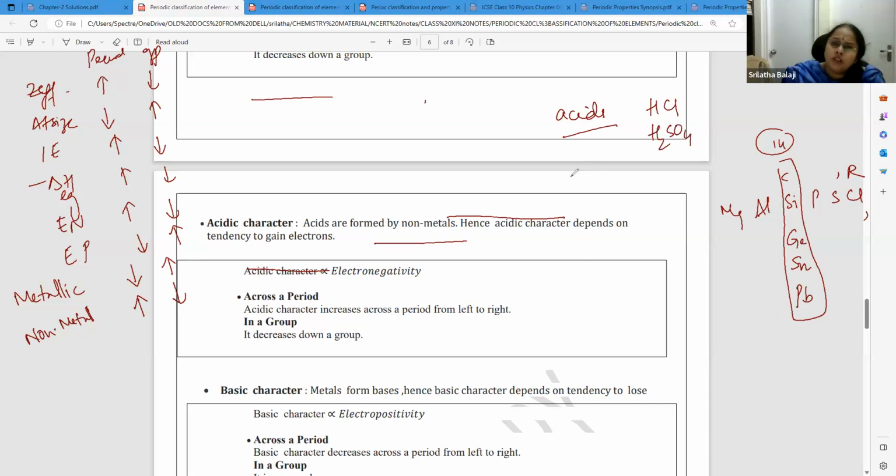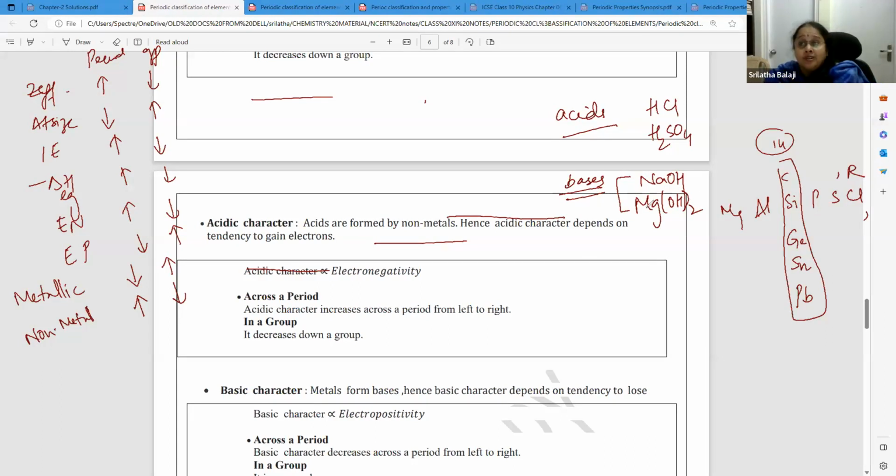And can you give me examples of bases? NaOH. NaOH, one more. Mg(OH)2. Valency is 2. Okay. So what is it that you see common in NaOH and Mg(OH)2?